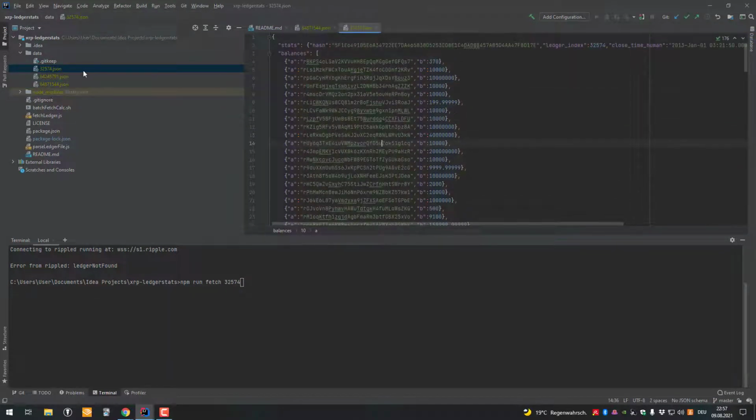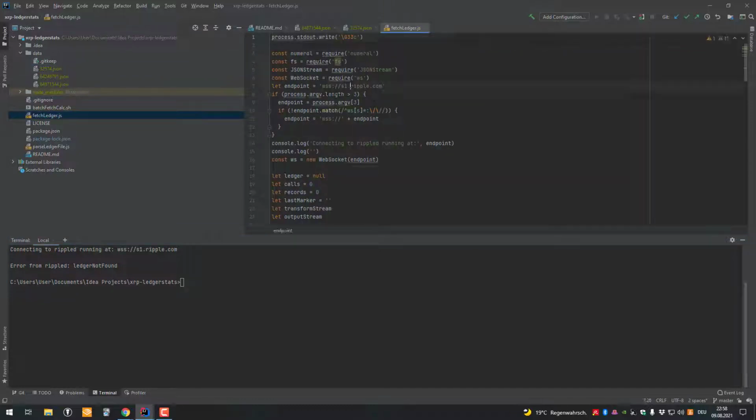I was only able to download that one. The other ones were 3, 2, 1, 0, and 32,570 and 71, 72, 73, and 74. I was not able to download those, so for some reason you can see here it's saying it didn't find it. I could though try connecting to another one.